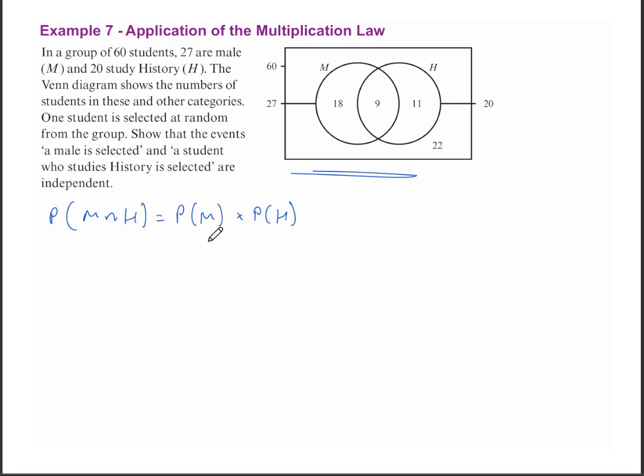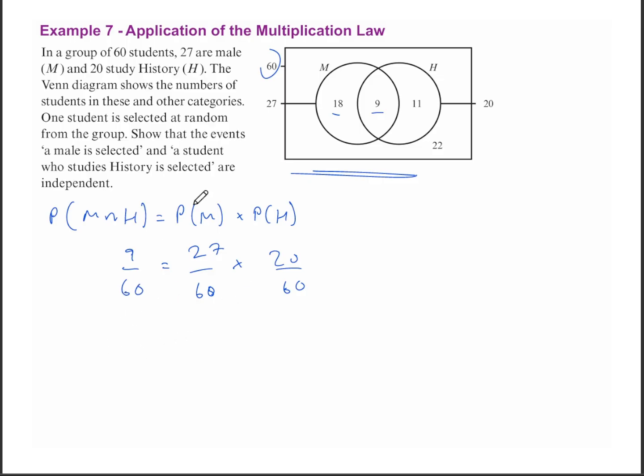So what's the probability of getting male alone out of this entire group? Remember, the entire group has 60 students and males are 18 plus 9, which is 27. So 27 over 60. Then what about the probability of a history student? History student is 11 plus 9. There are a total of 20 history students out of 60. So 20 divided by 60. On the other hand, what's the probability of you getting male and a history student? That is just 9, because there are 9 total students that are male and do history. So we have 9 over 60 here.